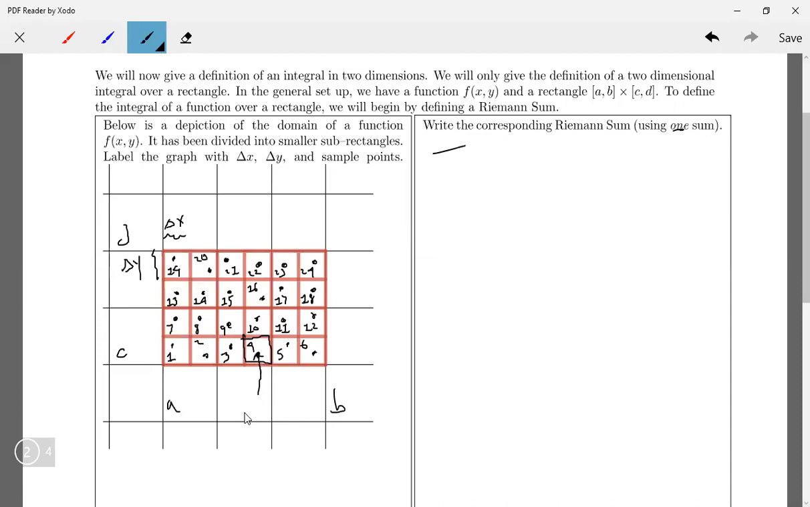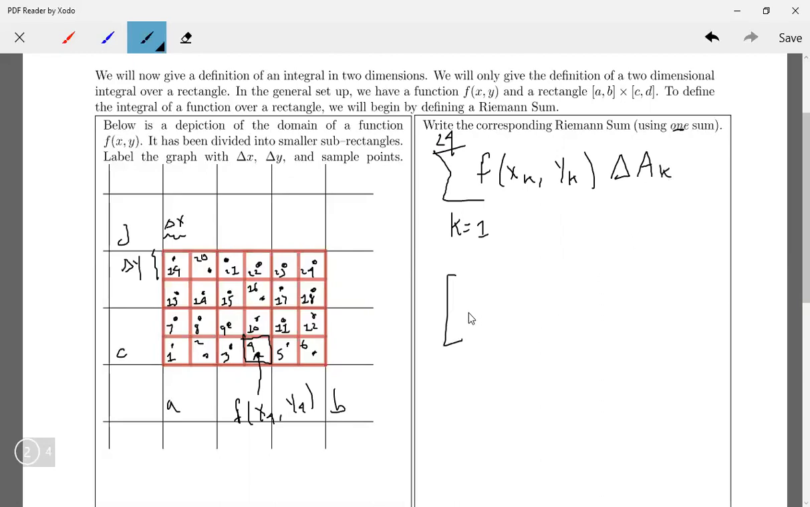And we're just going to say that the x, y coordinate at each sample point, we're just going to call it x4, y4, or x5, y5, x6, y6, and so on and so forth. So we're just going to label the coordinates based on the numbering of the rectangle. Then the Riemann sum is going to be the sum from k equals 1 to 24 of f evaluated at the sample point times the area of each subrectangle. And we know that for this particular problem, the area of each subrectangle is just equal to delta x times delta y. And so really it doesn't depend on k at all, and so we can get rid of this k. So this is the Riemann sum for this integral.